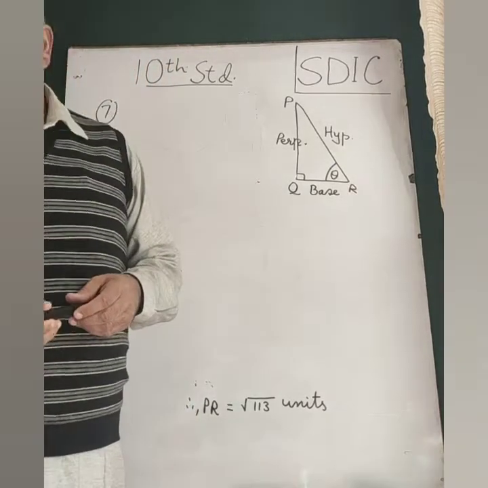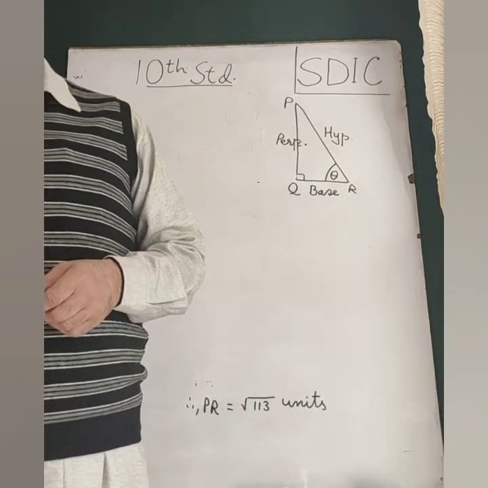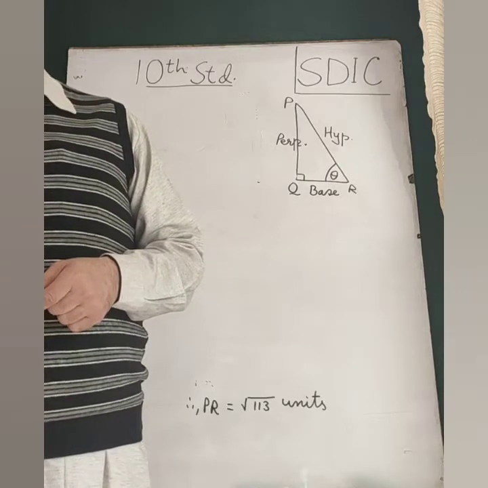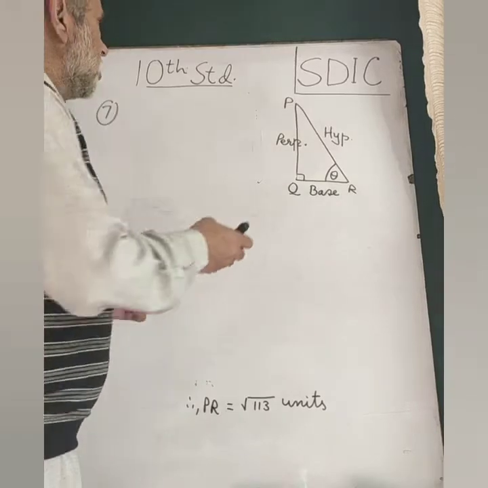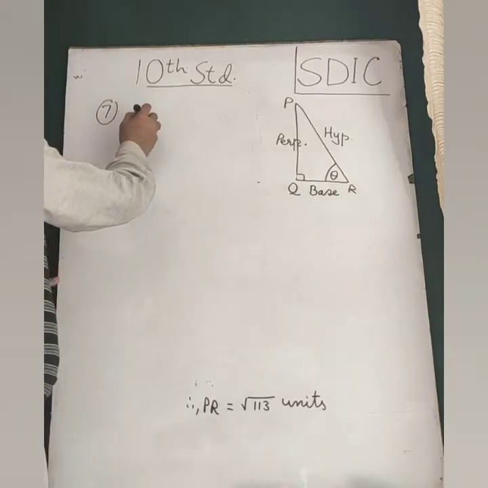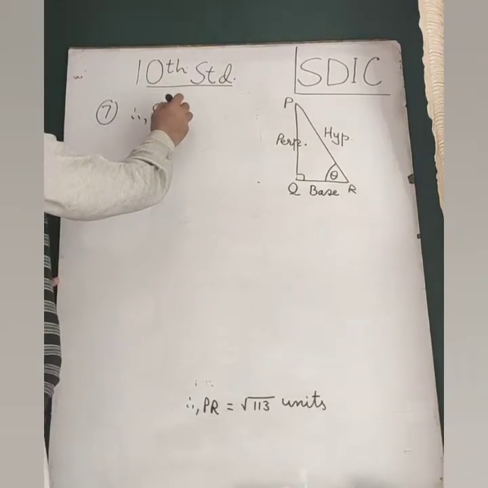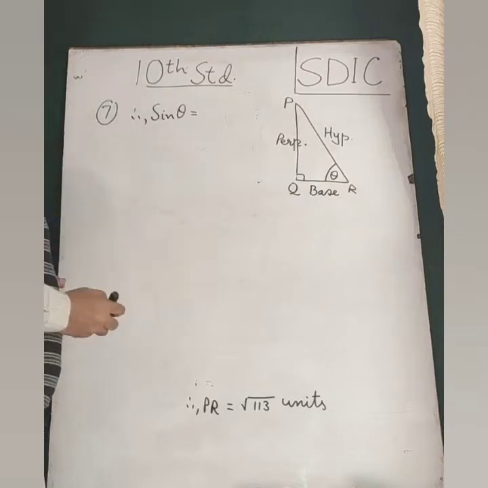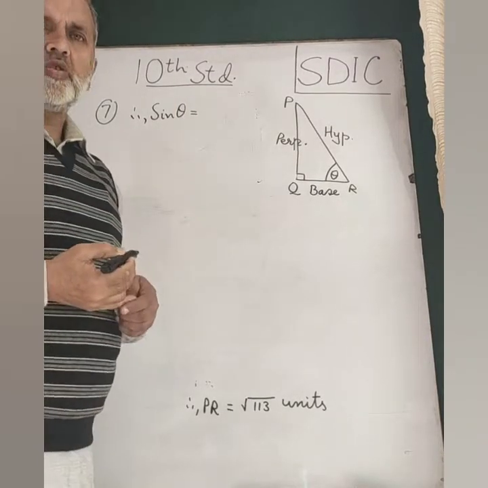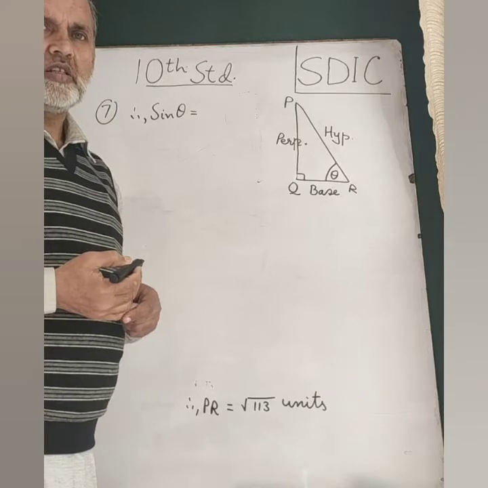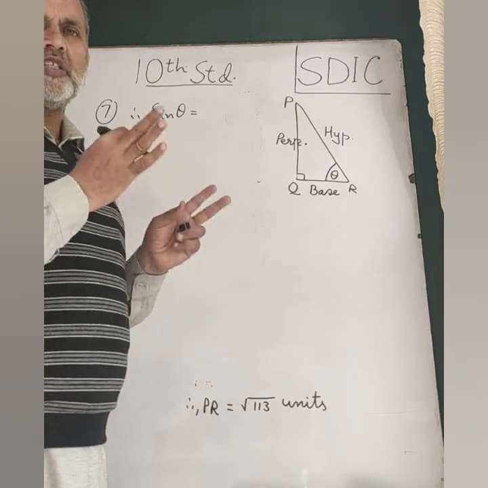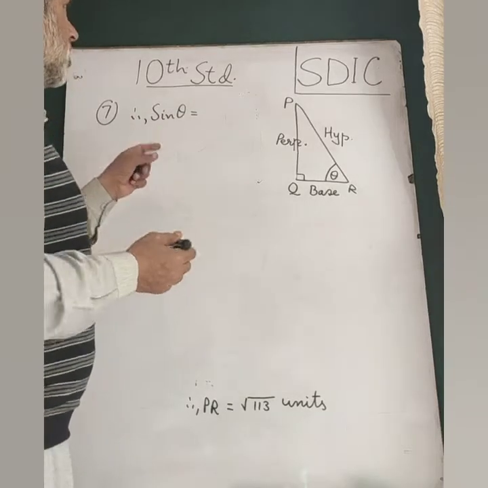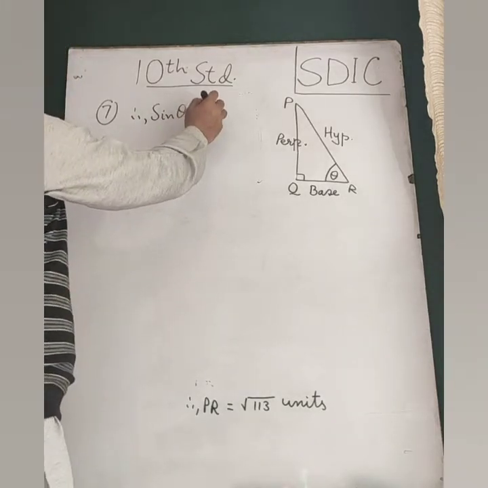We need sine theta, we need cos theta, we need cot theta. Cot theta is already given to us, so we need to find only sine theta and cos theta. So, therefore, sine theta is equal to. Now to find sine, you need to use the definition of sine. Definition of sine is: sine is perpendicular by hypotenuse.